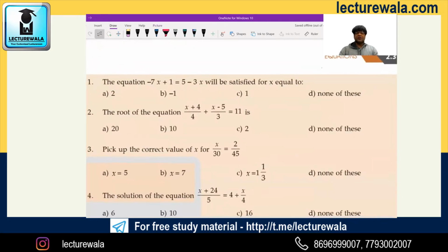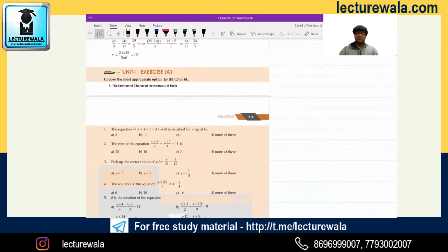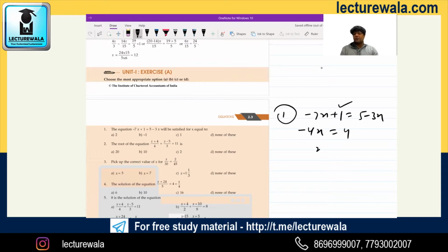See, the equation minus 7x plus 1 is equal to 5 minus 3x will be satisfied for x is equal to. Four options are given. Either you put from the option or you solve. For the sake of formality, I am doing the first one. Minus 7x plus 1 is equal to 5 minus 3x. Transfer this minus 3x to that side, so it will be minus 7x plus 3x, that is minus 4x. Transfer this 1 to that side, 5 minus 1 is equal to 4. So your x is equal to minus 1.